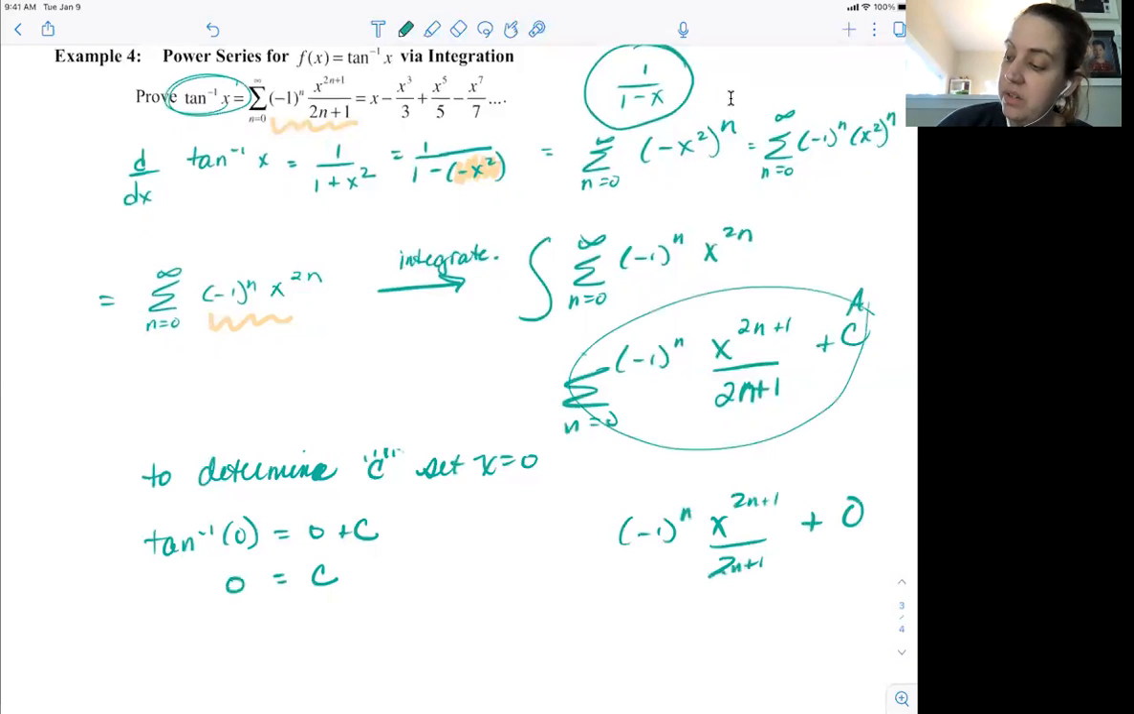I forgot my series notation at the beginning. Okay, I think we've got it. So I know these are a little crazy, but do your best to differentiate and integrate those.